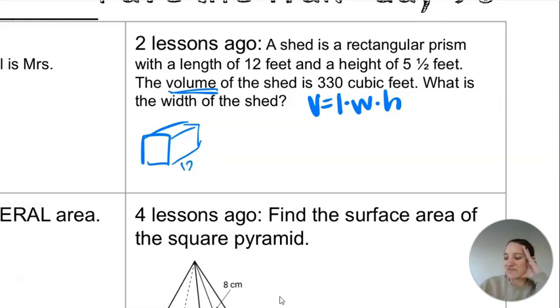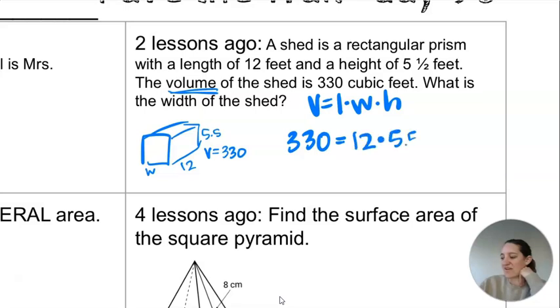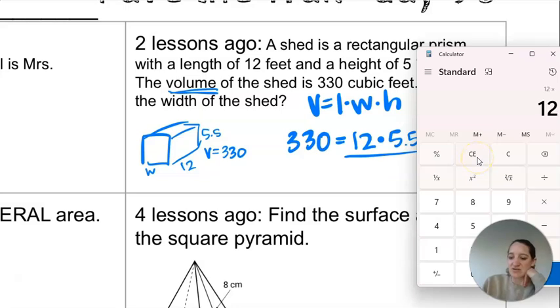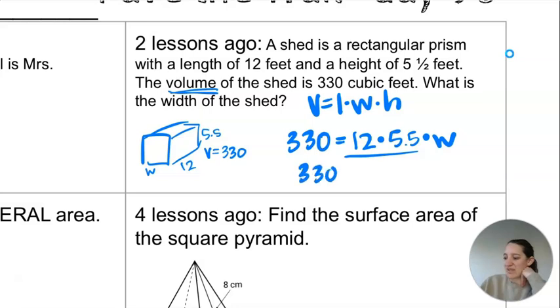With a length of 12 feet, a height of 5.5 feet. What is the width? We don't know the width, but we do know the volume is 330. So I'm going to take that formula and fill in what I know. I know the volume is 330. Said the length was 12. The height was 5.5. We don't know the width. So let's combine those together since they're right next to each other, and we get 66. Okay, so here's what we know now. If we take the 66 and we times it by the width, we'll get 330.